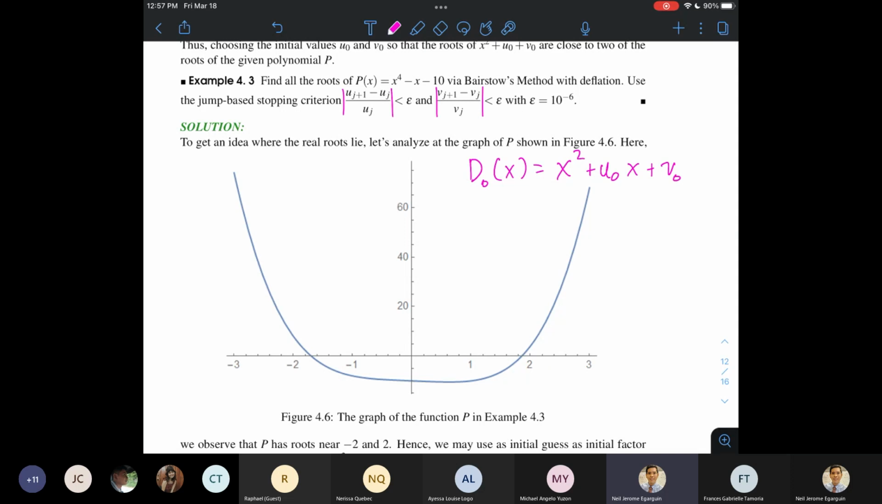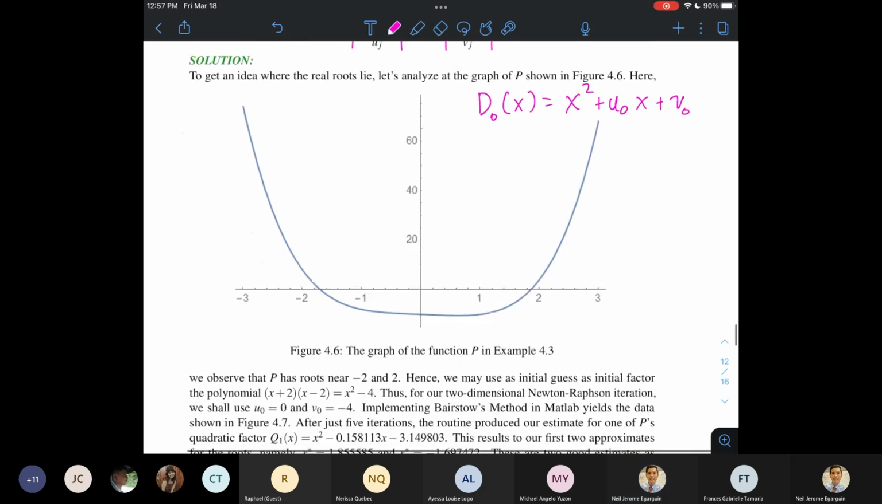Okay? So, tingnan ko yung graph ni P. Pag ginraph ko si P, ito yung makikita ko. And now I can observe that there are roots that are near negative 2 and near positive 2. So that means kung may root na malapit kay negative 2, merong factor na malapit kay x plus 2. Tapos dahil may root na malapit kay 2, merong factor na malapit kay x minus 2 by the factor theorem.